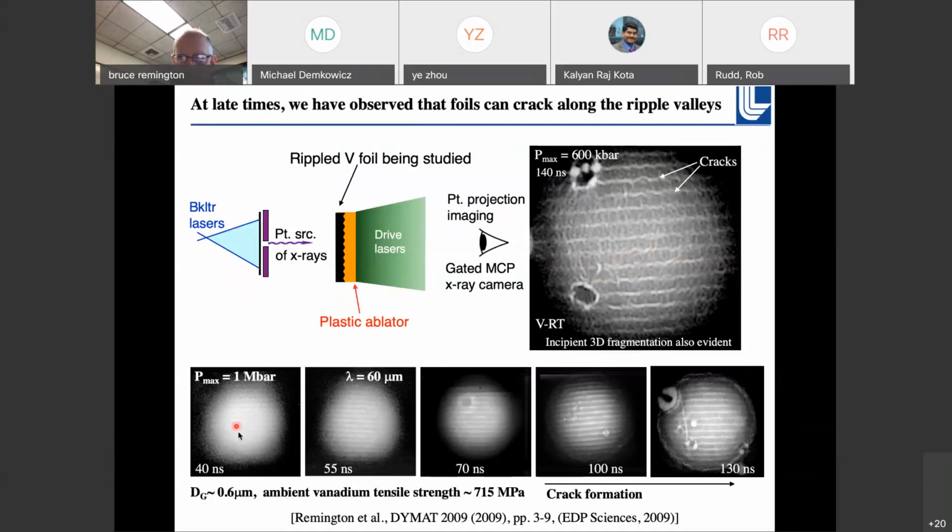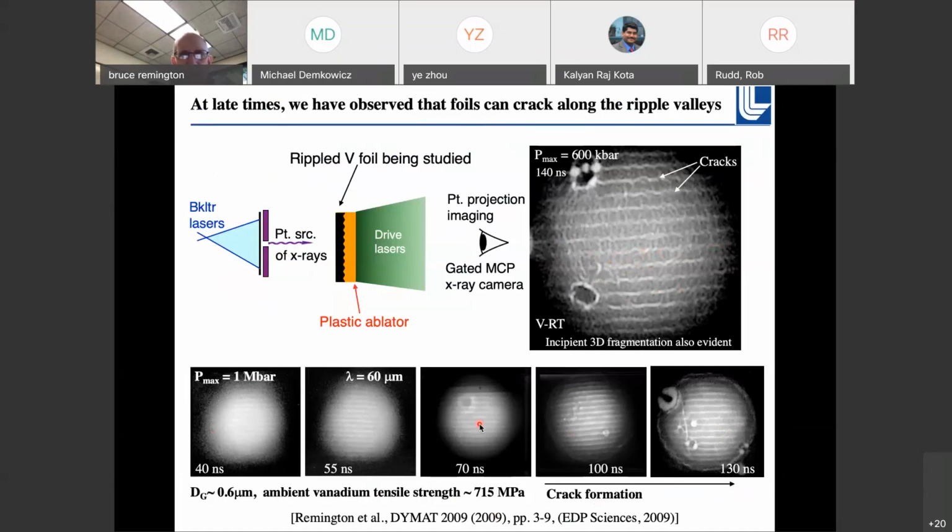And Ye Zhou did a whole time sequence. We stared at this, we scratched our heads, and it finally occurred to us that what we were seeing was cracking. The Rayleigh-Taylor bubbles were causing the material to actually crack, and these cracks are what we see here in this white region. And we published this in a DYMAT proceedings.